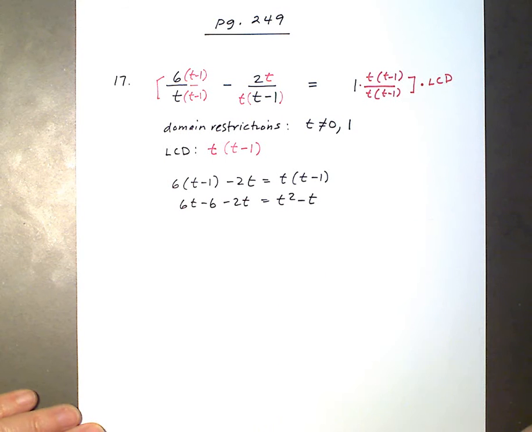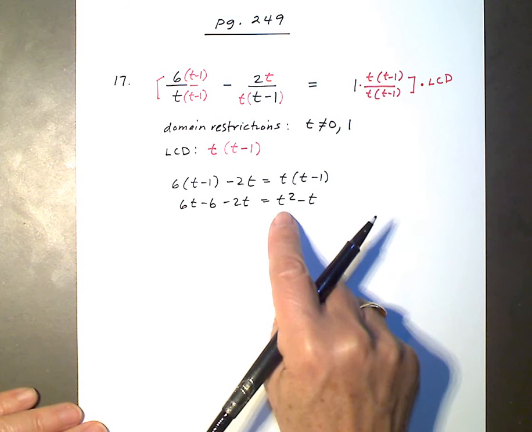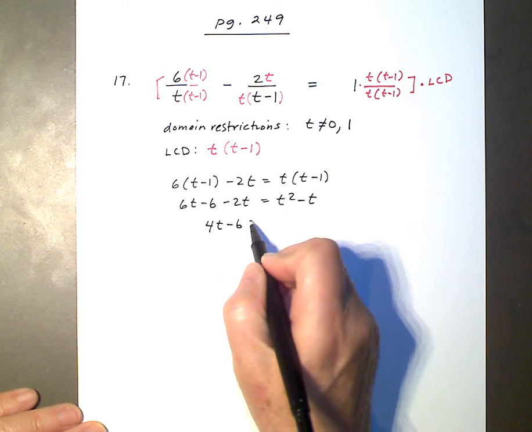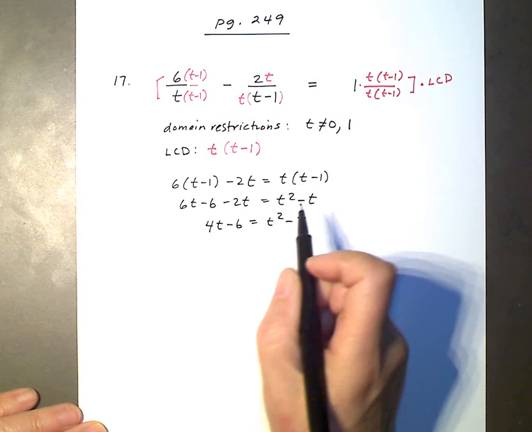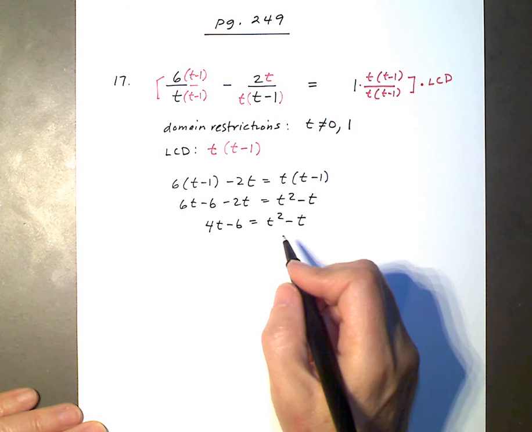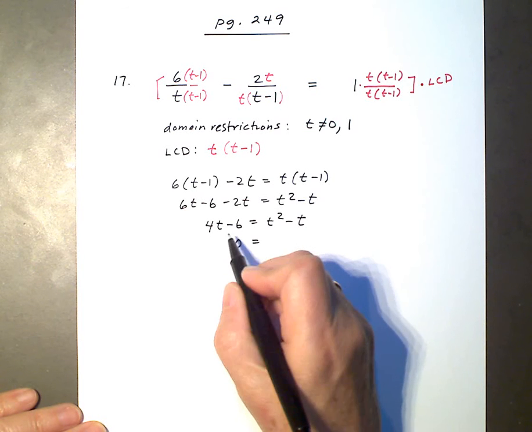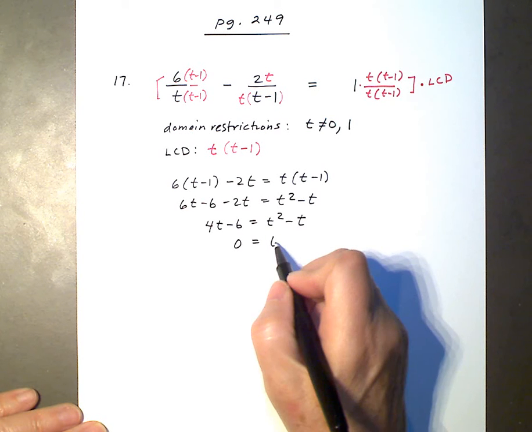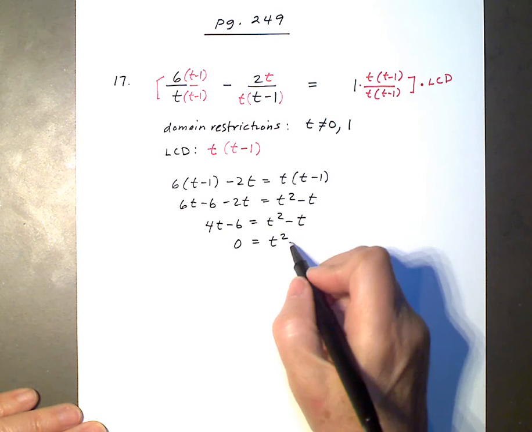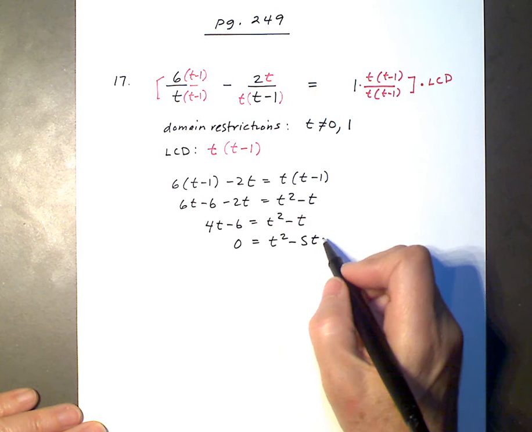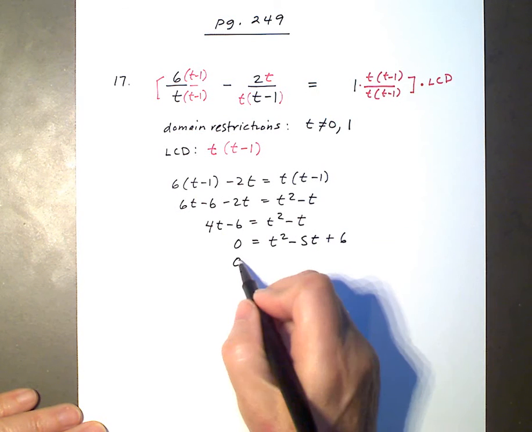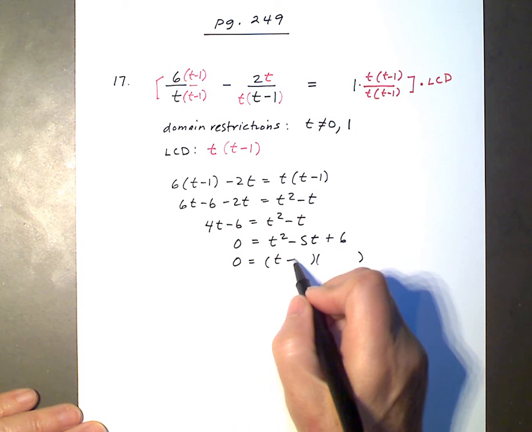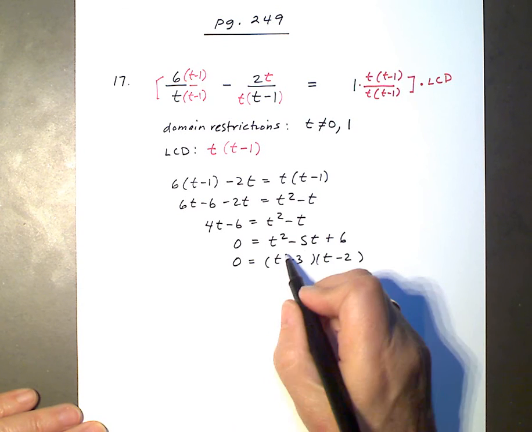So simplifying this, I've got a t squared here. It's going to be quadratic, so in simplifying the left side, I'll have 4t minus 6 equals t squared minus t. I'm going to subtract t from both sides, or sorry, 4t from both sides, and add 6 to both sides. So I'll have t squared minus 4t minus t is a minus 5t, and a positive 6. That will factor pretty easily to t minus 3, t minus 2.